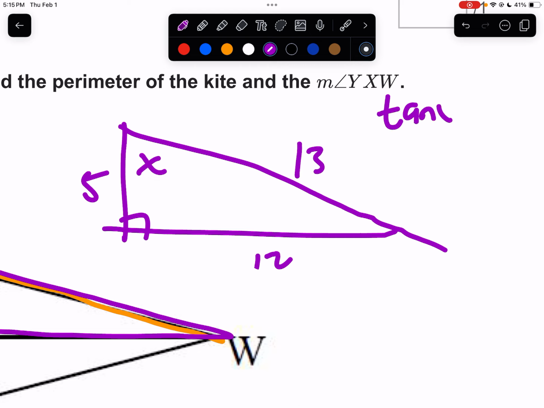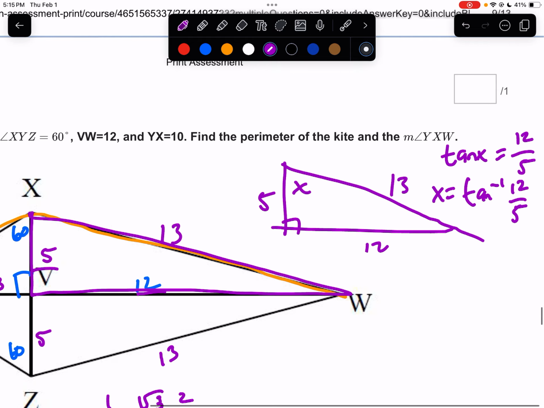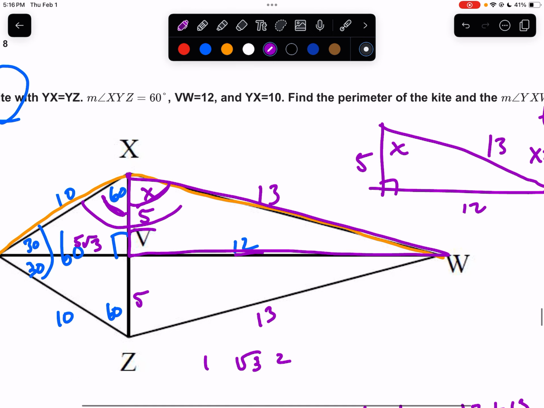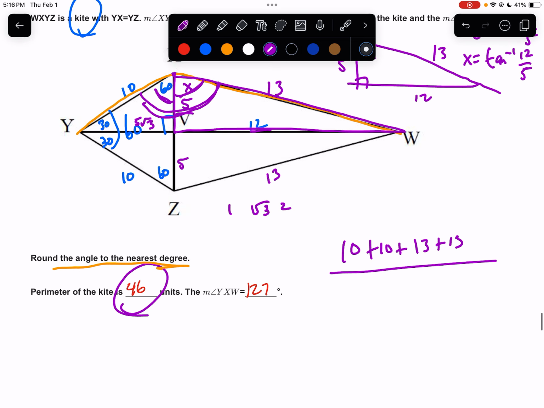We know that the tangent of X equals opposite over adjacent. So we know that that angle is the inverse tangent of 12 over 5. So that's how big this angle is. And this angle over here is 60. So how big is the entire corner? The entire corner will be 60 plus the inverse tangent of 12 over 5. Let me type that in. And I get 127.380. But it says round to the nearest degree. That's going to round to 127.